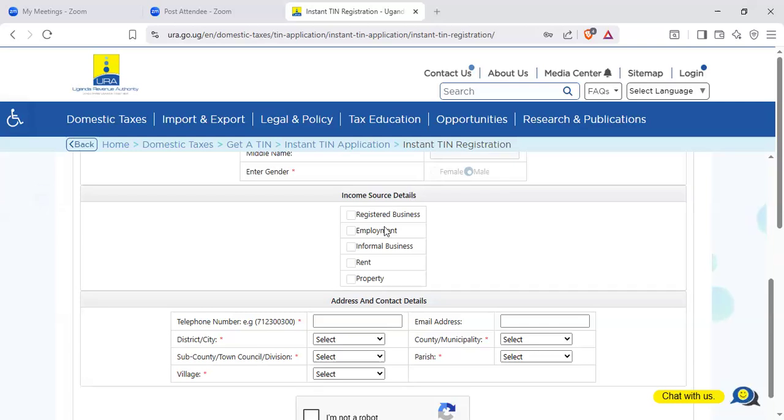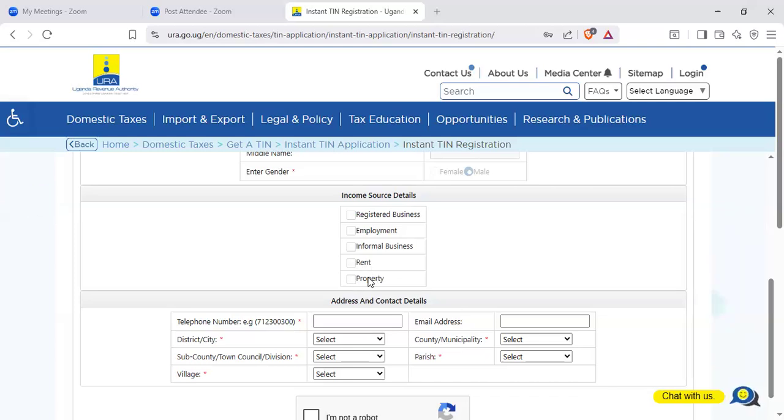You have the option of income source. Could it be that you have a registered business? Could it be that you are employed somewhere and you want a TIN? Maybe your boss is asking you for a TIN. So if you are employed, you take employment. If you are running an informal business, that is a business that is not yet registered. You are running a business, but that business is not yet registered. Could it be that you have some rental somewhere, you take rent?